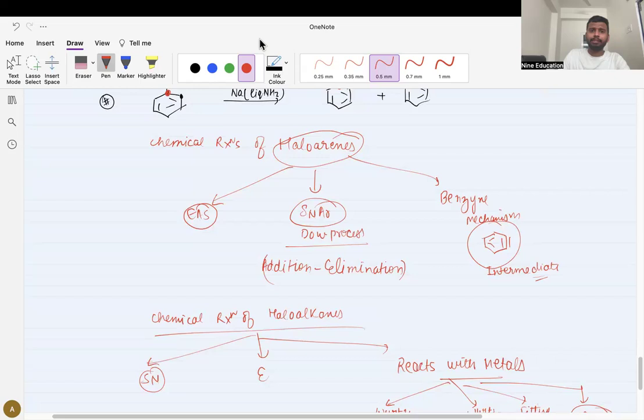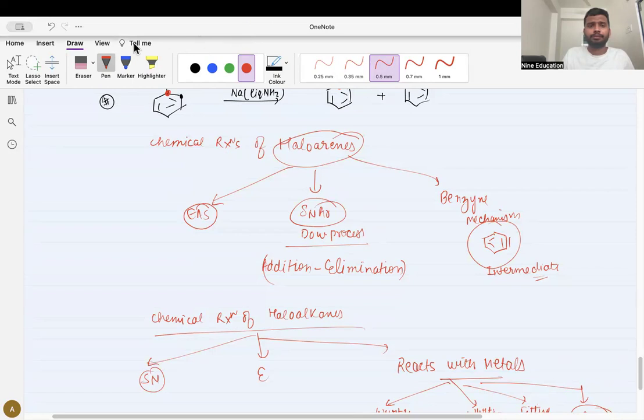Better know the benzyne mechanism. Yes beta, I will explain the benzyne mechanism, don't worry. It is there in your JEE Advanced. A part of it is there in your amines chapter, and I will explain it in that chapter. Okay, with this we will end today's lecture.